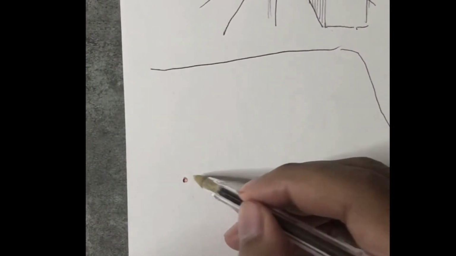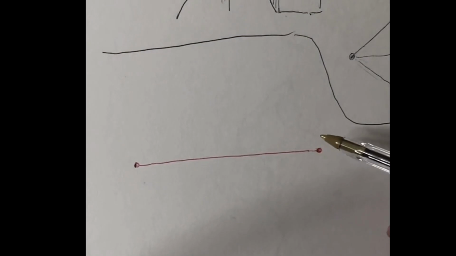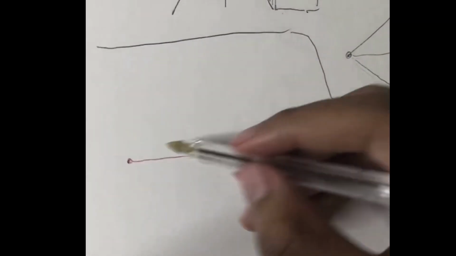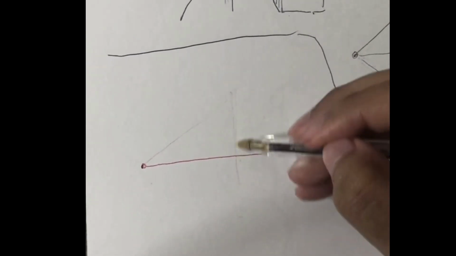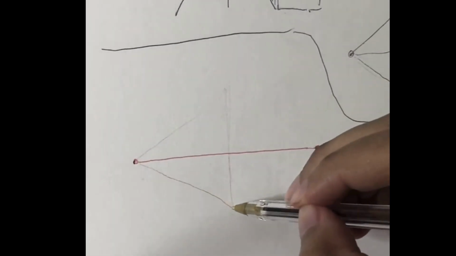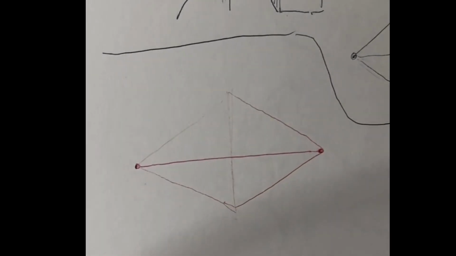Alright, so for the two-point perspective, you're going to put a dot on one side. You're going to make a horizon line, like this. Then you put a line in the middle, and you pretty much just connect. Now this is just an example of 2-point perspective.